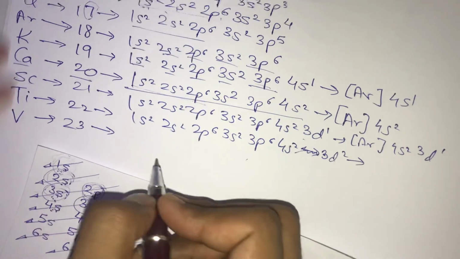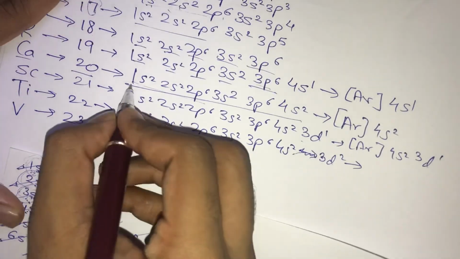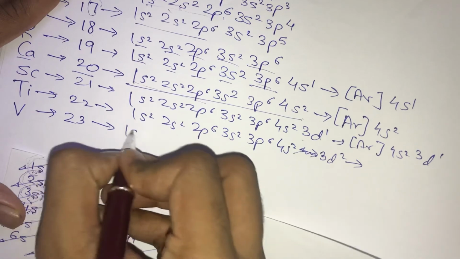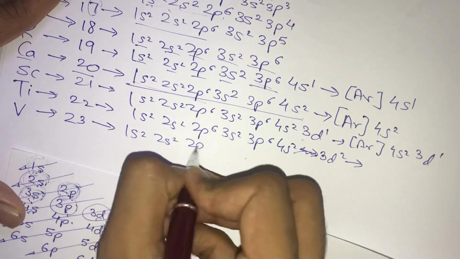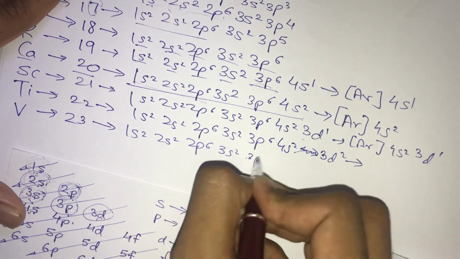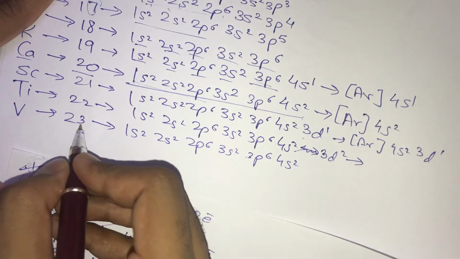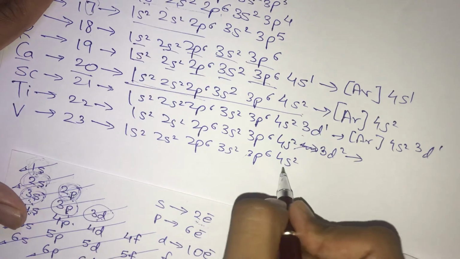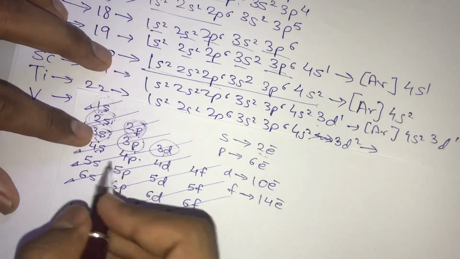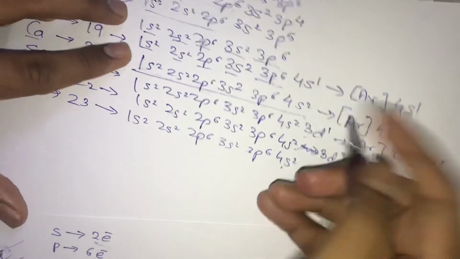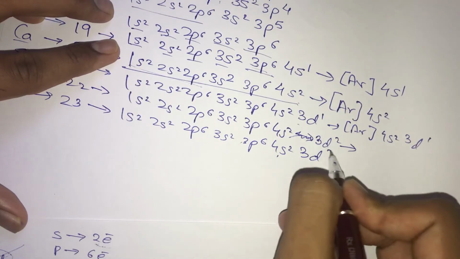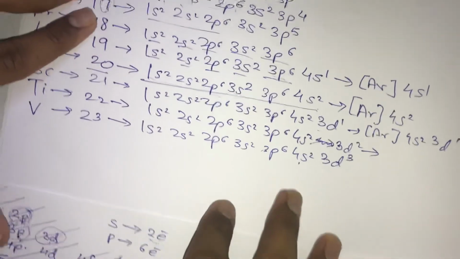So for this you are obviously going to write up to 20 first, which is nothing but 1s2 2s2 2p6 3s2 3p6 and 4s2. And after 20 you have 3 more electrons. So for the next 3 electrons, after 4s comes your 3d, and d can take a maximum of 10 electrons, but you have only 3 electrons left, therefore you are going to write 3d3.